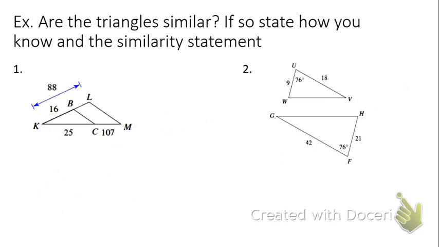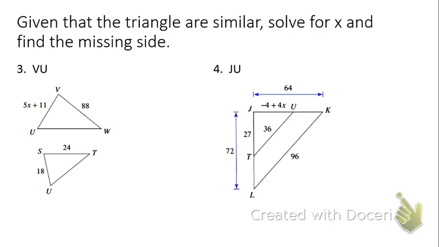Okay, and then the last thing we want to do here is solve some examples. So it tells me, given that the triangles are similar, we want to solve for x and find the missing side. So since they're similar, again, we know that they're not congruent, but that they're proportional. So on this one, we have to set up a proportion. Again, a bunch of different ways you can do this. I'm going to say that my 5x plus 11 matches the 18. And then 88 matches 24.